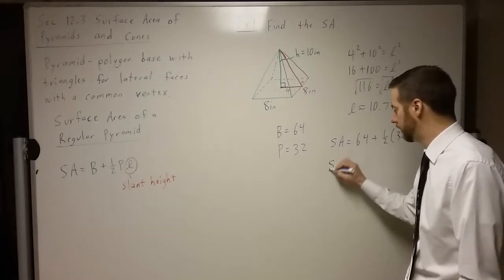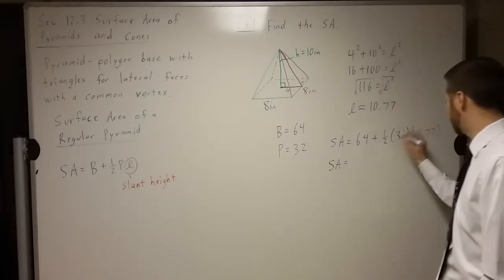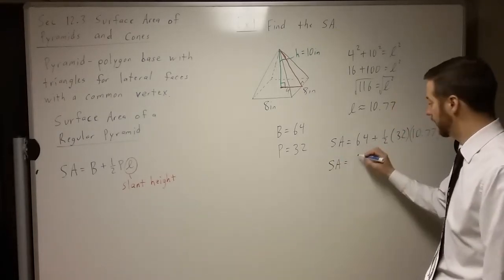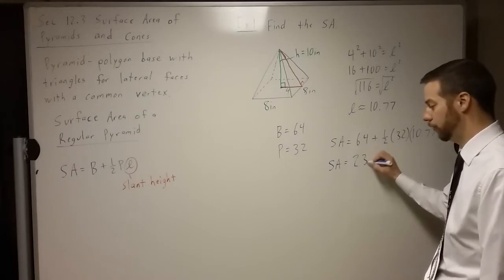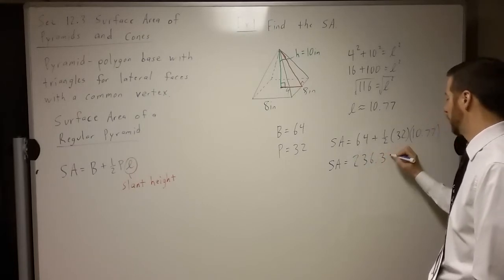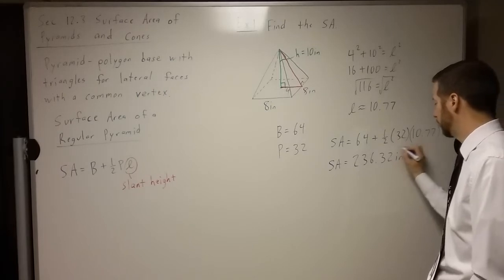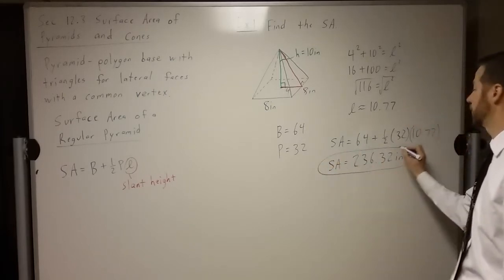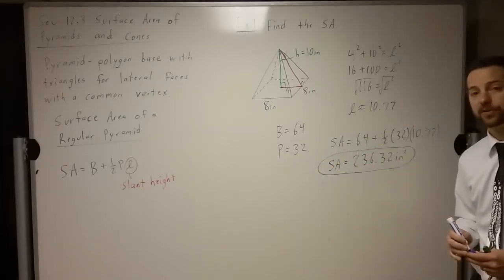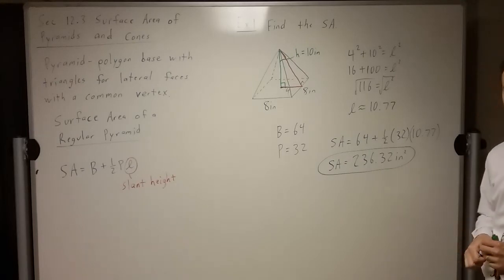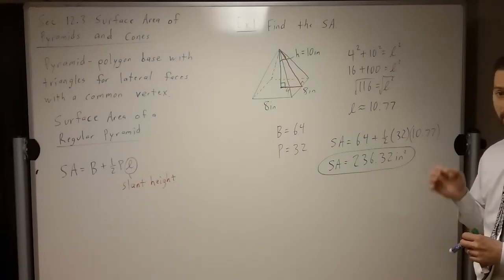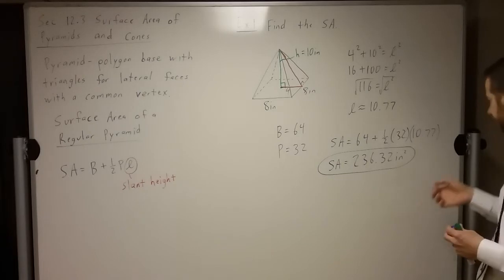And if we do all this, multiply all this out and then add it together, we're going to get the surface area of this one is about 236.32 square inches. Now remember, we're talking area, so that's why I said square inches at the end of this. So that's how we find the surface area of a pyramid.